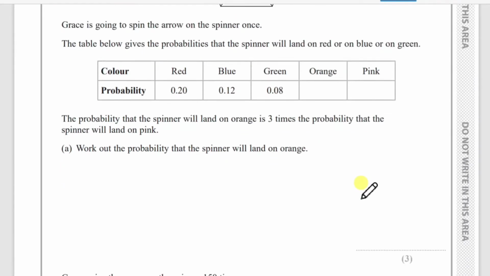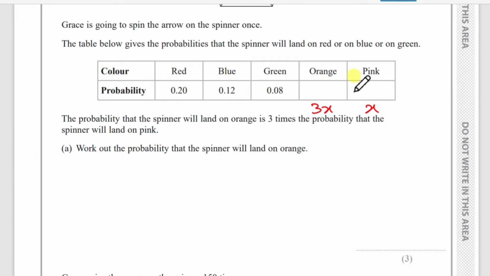Now, let's understand what the rest is. The probability that the spinner will land on orange is 3 times the probability of landing on pink. So wherever pink is, orange is 3 times bigger. You can think of orange as 3 times x and pink being x. Wherever x is, orange will be 3 times that value. Work out the probability that it will land on orange.